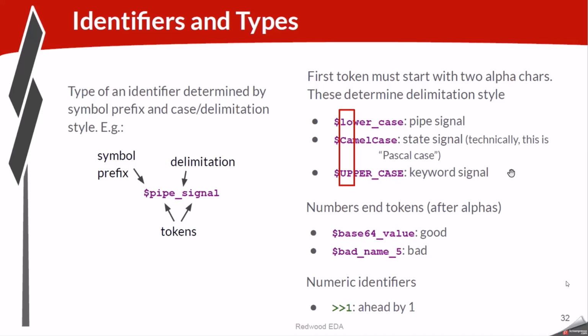So the main message is, when you're declaring pipe signals, all lowercase, underscore for delimitation. You can have numbers in tokens, but always at the end of the token. So this base64 is fine, but you can't have a number by itself. You can't start the identifier with a number. There are other types of identifiers that are purely numeric, and we'll see that this would be a head by one operator, and you saw that in the earlier example with the counter and with the Fibonacci series.